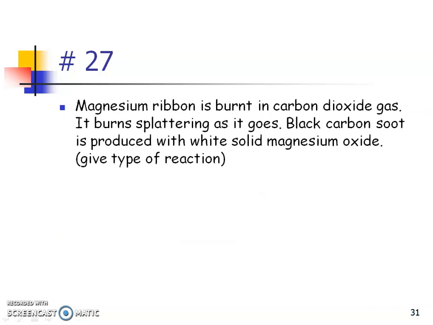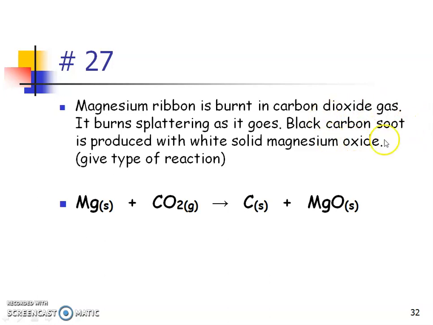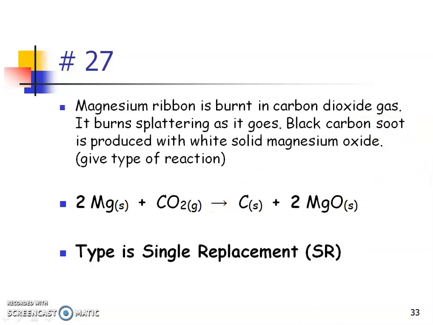Number 27. And you should have paused to come up with the skeleton equation of that. And yes, it says black carbon soot. Soot, guys, just means that it's carbon as a solid. And so you should have balanced and come up with that type.